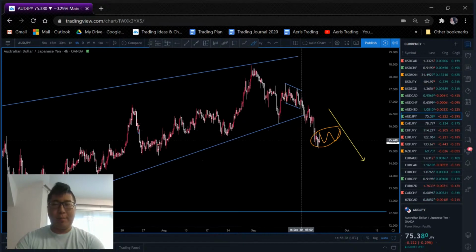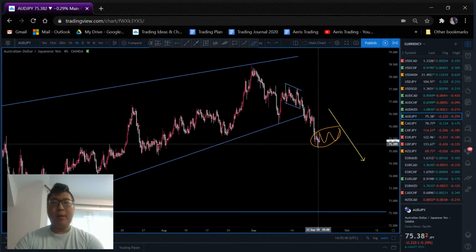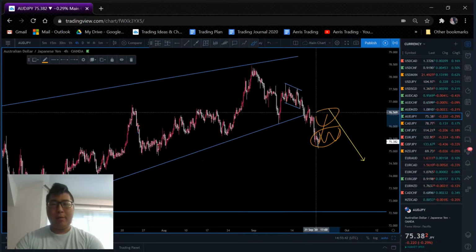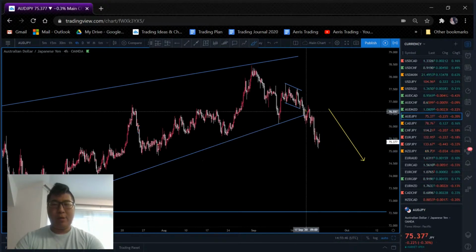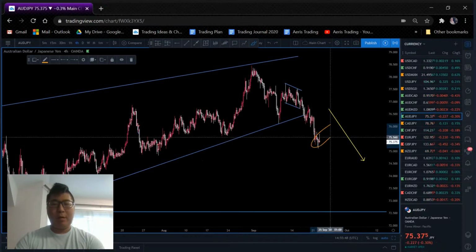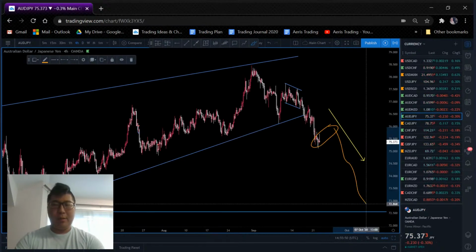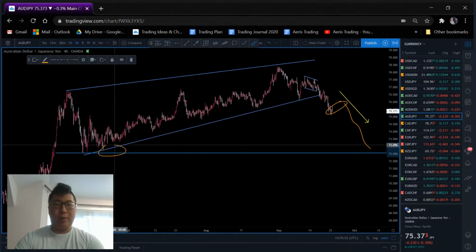So don't be surprised, price can do that. We can pop to the upside and then a correction here. But whatever it is, I don't want to just jump into the trade now because it already dropped so much. Wait for the market to correct itself a little bit and then continue the bearish move down to the lows here.